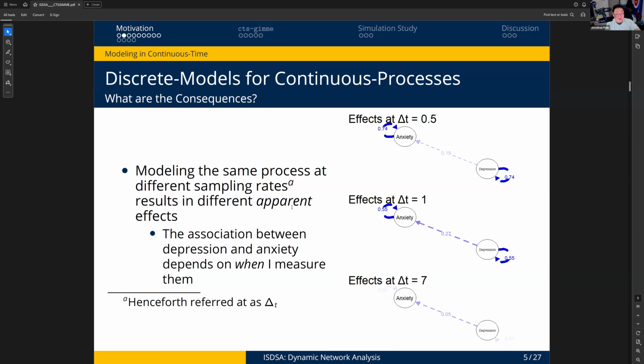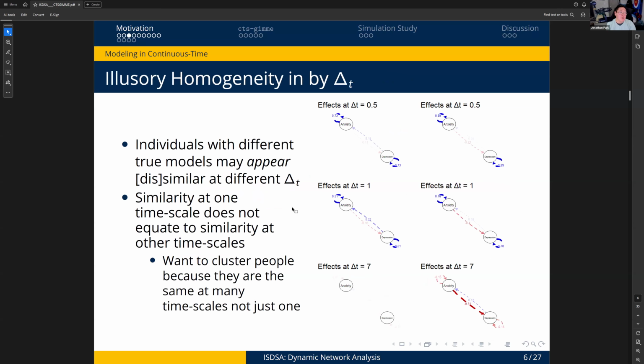So we can see that this is the same time series that I simulated, and just because we sample at different sampling rates, we're going to see different effects. This doesn't mean that we're modeling or picking up a different process. This is just a different point in that relationship that is always happening. And this led me to develop this idea that I'm calling illusory homogeneity.